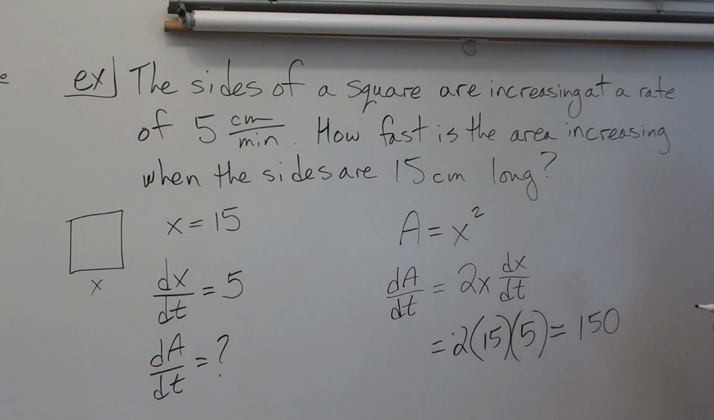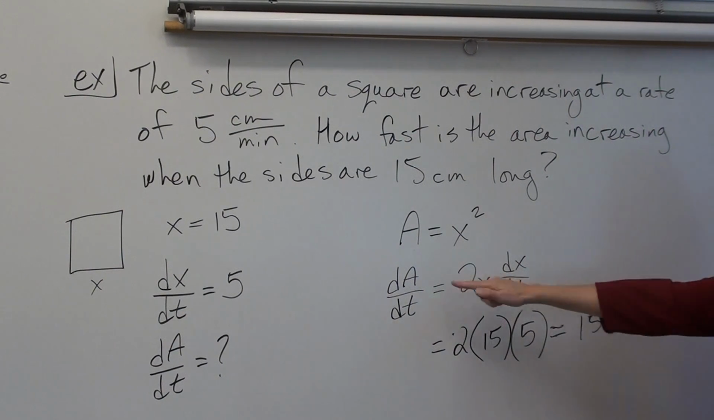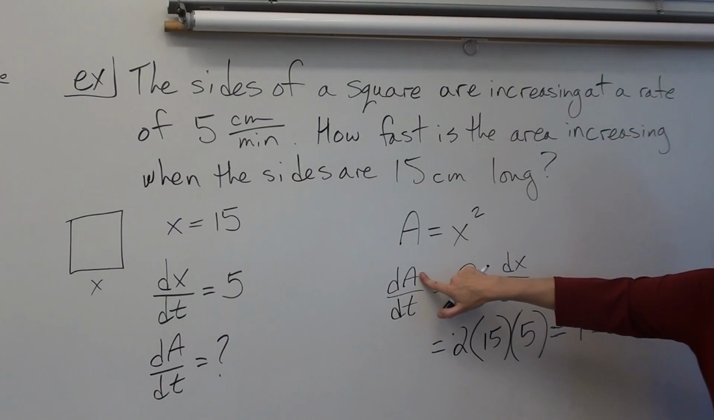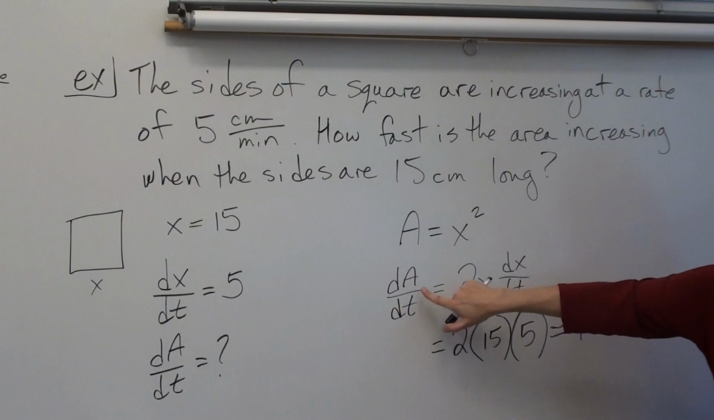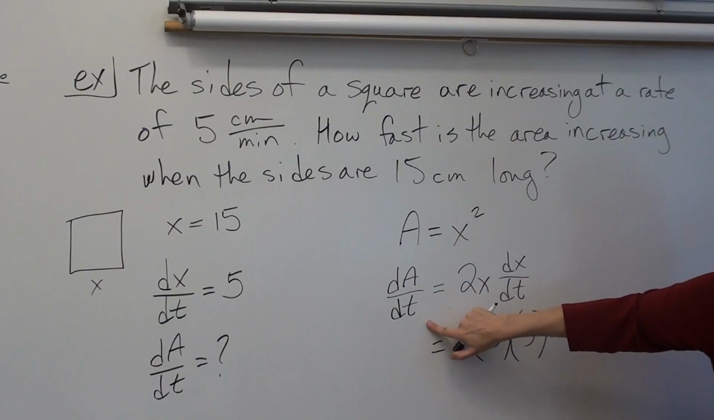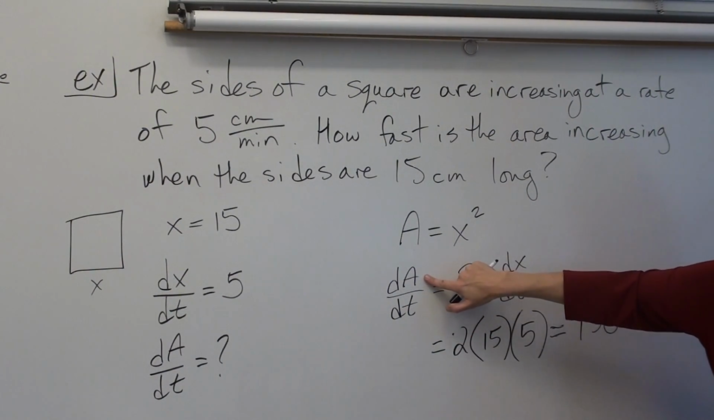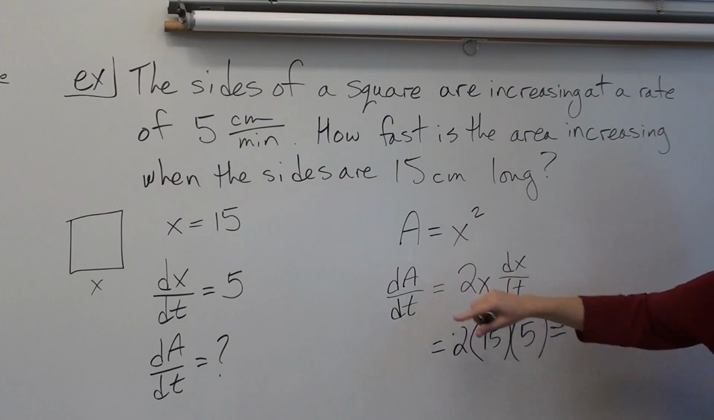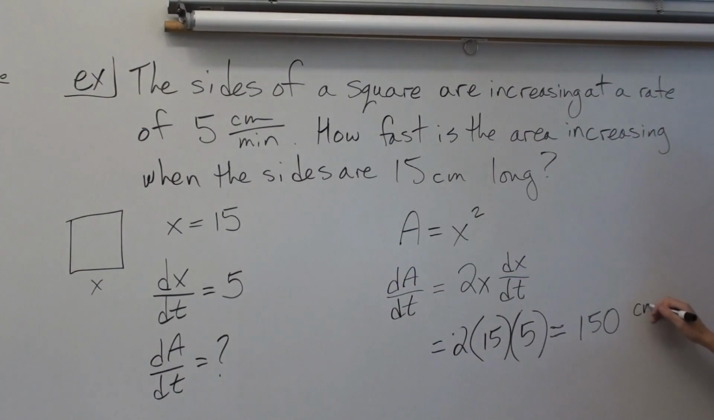And by the way, for units, it would be the units of area over the units of time. This is dA/dt, so what would be the units for area? Centimeters squared. And what are the units for time? Minutes. So what this is saying is at the moment when the sides have a length of 15 centimeters, the area is changing at a rate of 150 centimeters squared per minute.